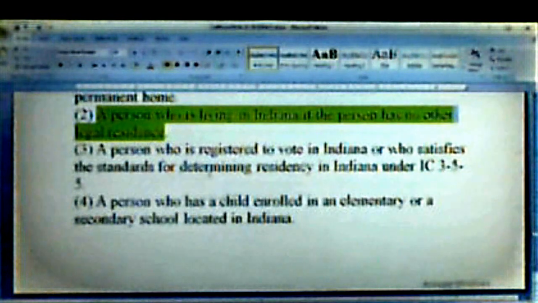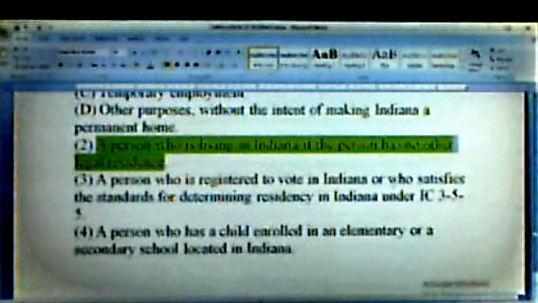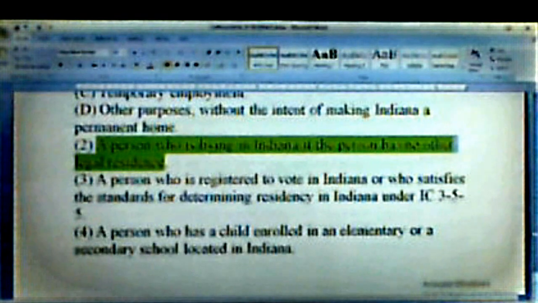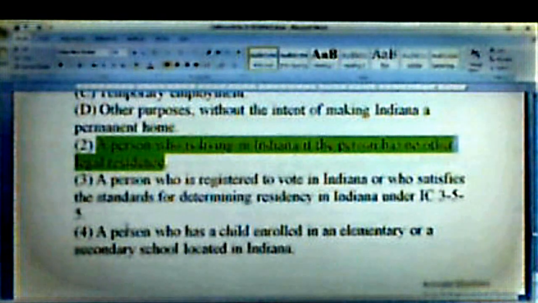A person who is registered to vote in Indiana or who satisfies the standards for determining residency in Indiana IC 3-5-5, right? A person who has a child enrolled in an elementary or a secondary school located in Indiana. Okay, and by the way, guys, if you go to this statute here, Indiana 3-5-5, it's been repealed. It's not even being used anymore.